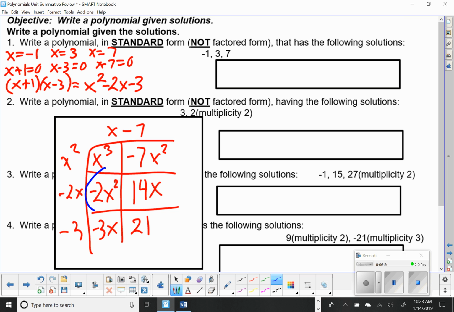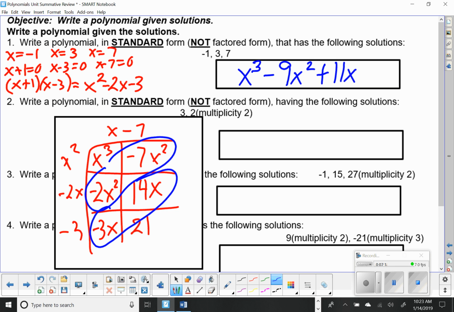Now I'm going to go through and combine my like terms, which appear on the diagonals here. So my final answer here is x cubed, negative 2 minus 7 is minus 9x squared, negative 3 plus 14 is plus 11x, and then I have the plus 21. That's it. That is in standard form, largest exponent to smallest exponent. Good job. Okay, the next one.